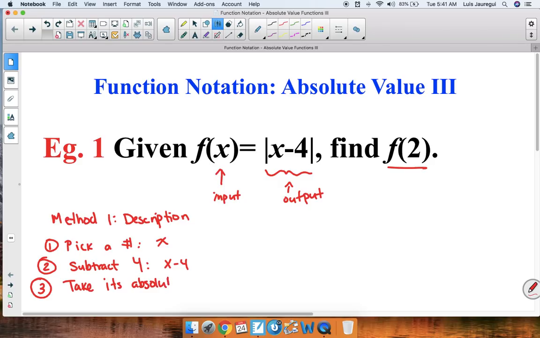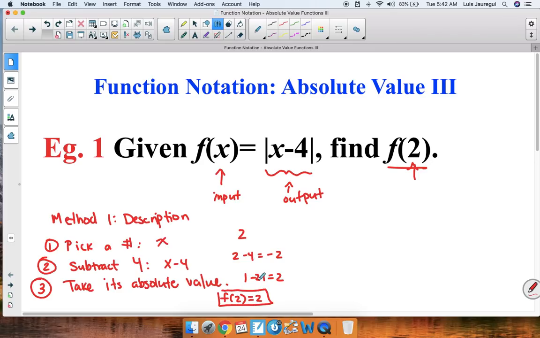Now, since we have the 3 steps, we can actually find out what is the output for the corresponding input of 2. So pick a number, let's say we pick 2, then subtract 4, so we have 2 minus 4, which is negative 2, and then take its absolute value. So absolute value of negative 2 is equal to 2. Therefore, we can say that f of 2 is equal to 2.